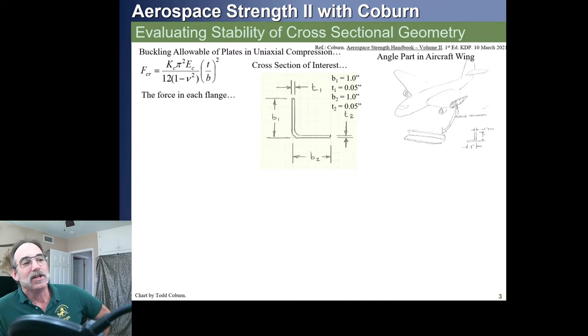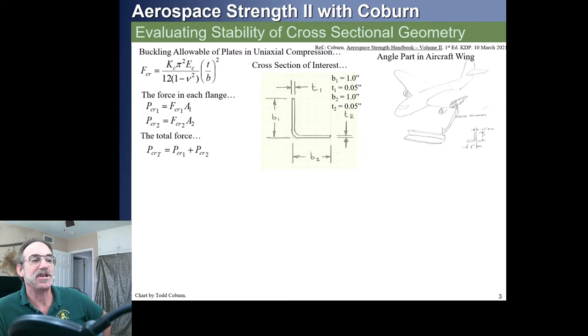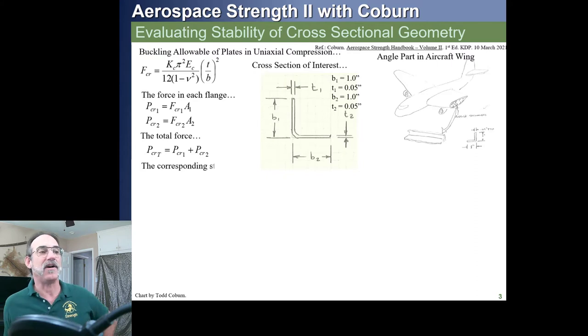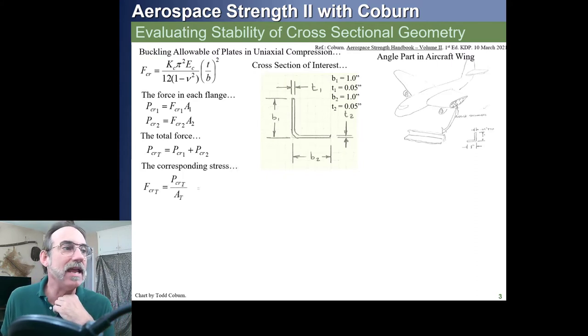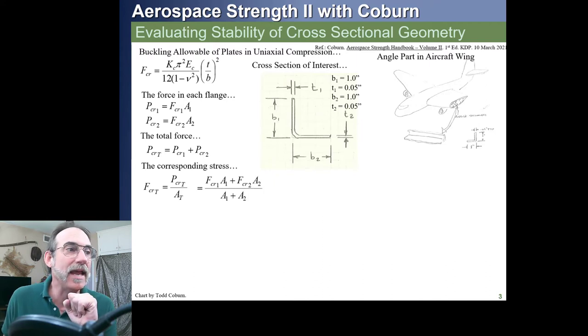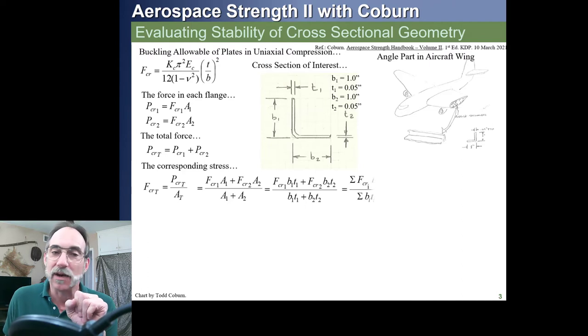So we can look at the force in each. The force in each of these flanges is just the crippling or the buckling allowable of each of these times its area, okay? And the total force carried by this section is just the summation of the total force that each flange carries, fine. The corresponding stress is simply P over A, which we can write this way.